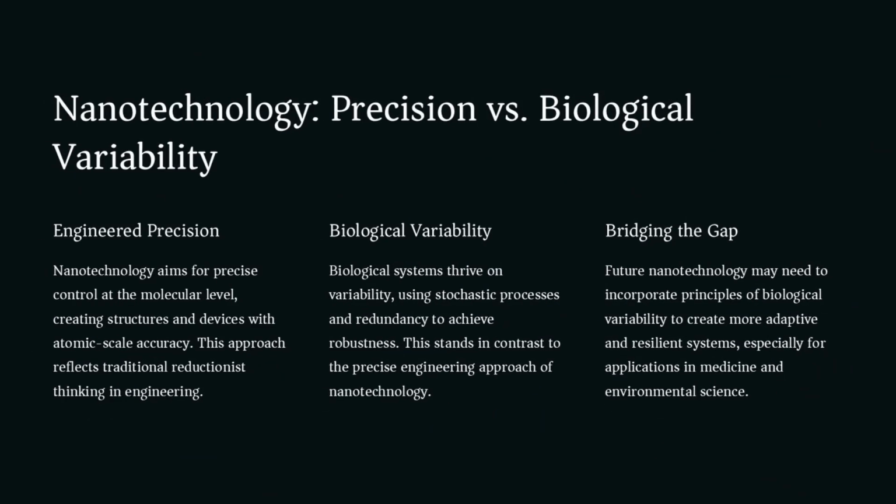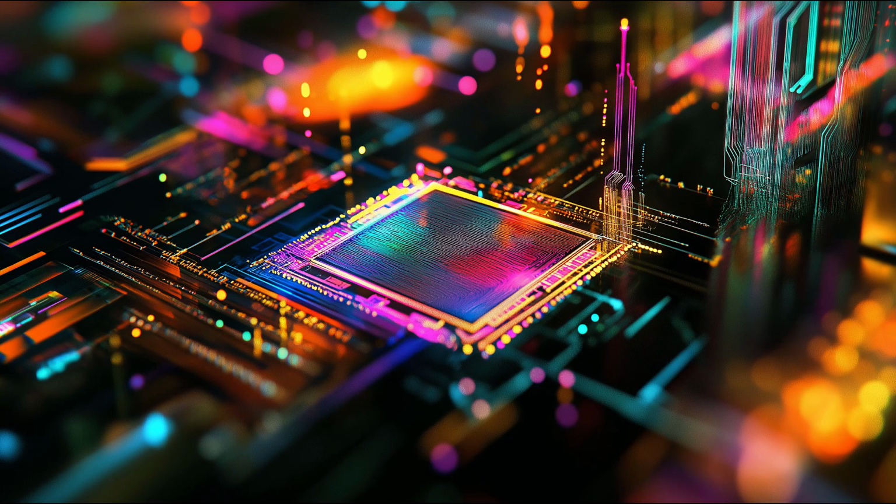Nanotechnology aims for engineered precision, where structures are created at the molecular level with atomic scale accuracy. In contrast, biological systems thrive on variability, using stochastic processes to adapt and remain robust. Bridging this gap may involve incorporating biological variability principles into future nanotechnology for applications in medicine and environmental science.